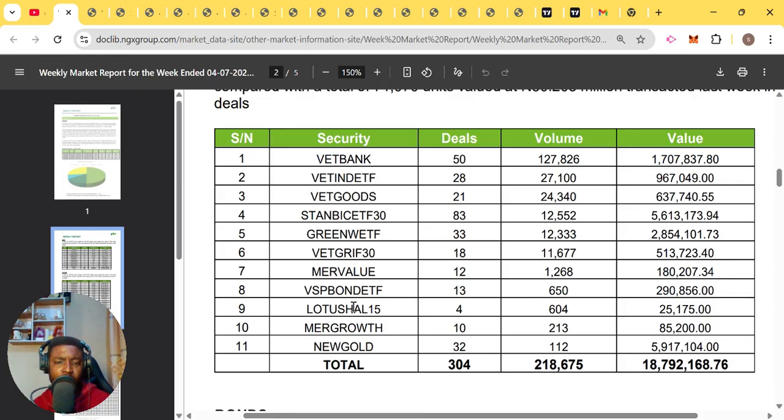And we talk about the VSP bond also. This one also traded. We have 650 volume, and 13 trades actually occurred.